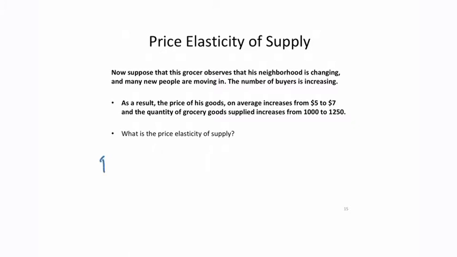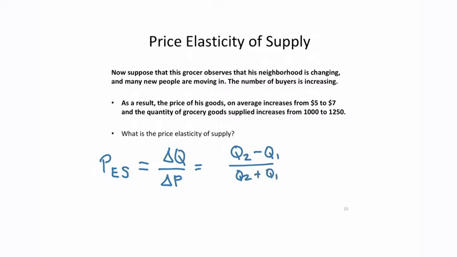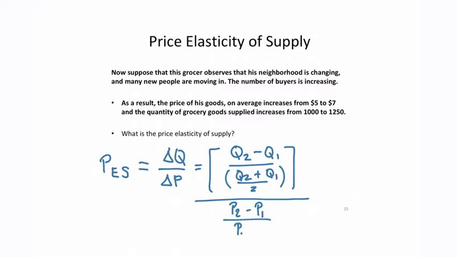Well, the price elasticity of supply, remember, is calculated similar to the price elasticity of demand, where we're looking at the change in the quantity over the change in the price. So again, we have Q2 minus Q1 divided by Q2 plus Q1 divided by 2, our numerator. And all of this is going to be divided by P2 minus P1 divided by P2 plus P1 divided by 2. And that will give us the change in the price. Okay, so let's calculate price elasticity of supply.